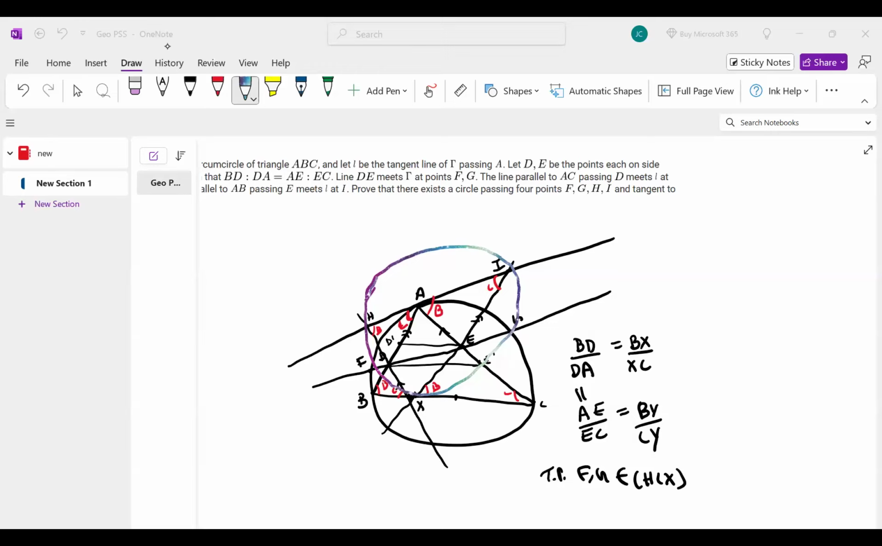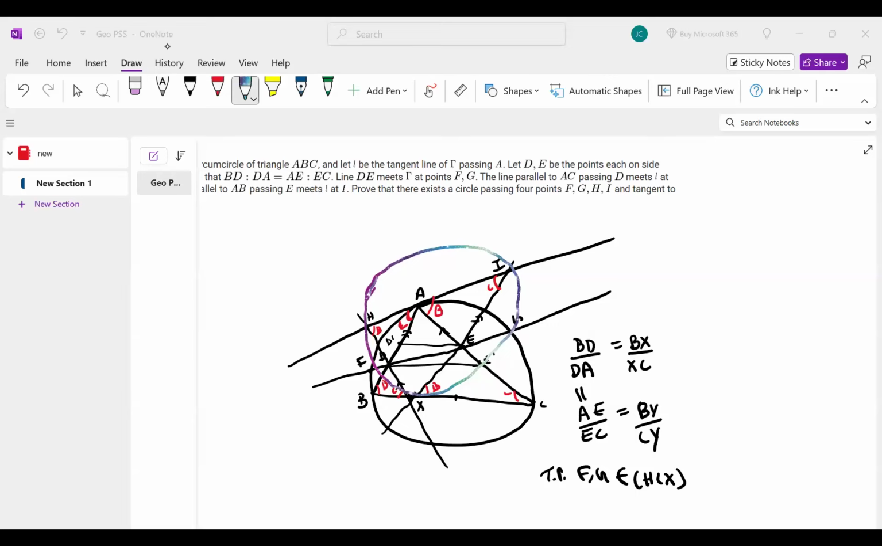Yeah, so we wanted to show that F and G lie on the circle, and you already know that they lie on AB. So if you show that they lie on the circles of ABC and HX, that would mean that that is the common chord. And we just show that by POP on D and E.